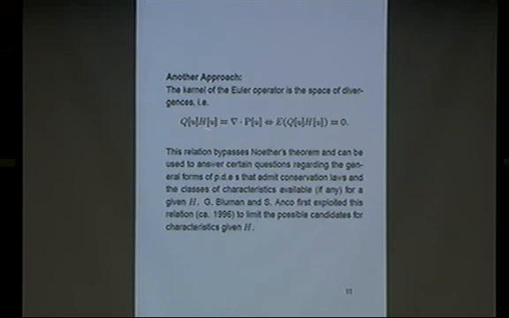I go back to this here. That's my conservation law. This should be brackets here. It's an operator, the Euler operator E. And remember, the divergences are the kernel of the Euler operator. So if the Euler operator is 0, then I've got a divergence. And this has to be an identity, of course, for all functions u, smooth functions.